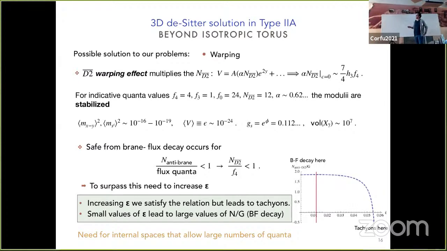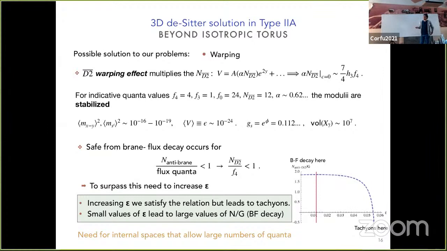We have also an example here with integer numbers for fluxes in order to be compatible with flux quantization. And what we get is indeed a large volume and weak coupling and positive masses, and also the vacuum energy is positive. So everything looks okay until now, but there is another problem that leads to metastability of the de Sitter vacuum, and it has to do with the brane flux decay. So our number of anti-branes and the flux do not satisfy this relation here. So there is a possibility for our vacuum to decay, to be metastable.